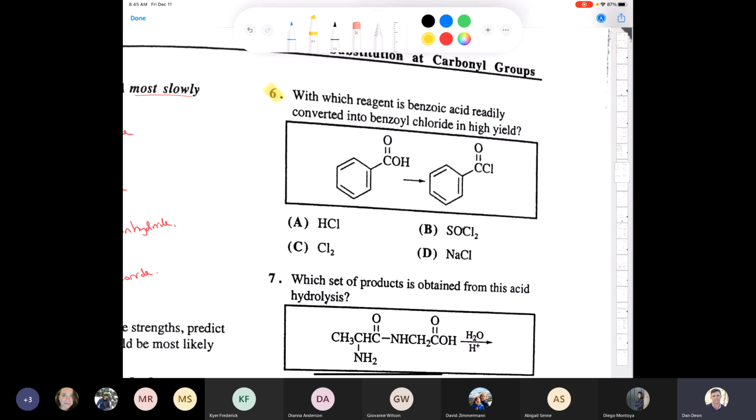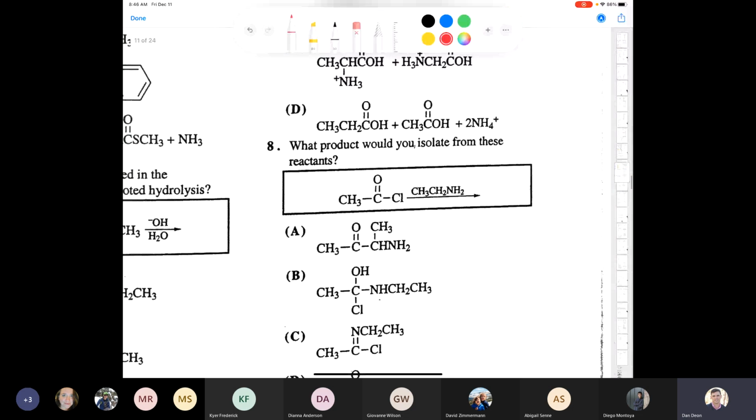Does anybody have an idea about this one? It's not HCl. What would be the best set of conditions? Okay, so if I want to convert a carboxylic acid to an acid chloride, my best choice is to use SOCl2, which is called thionyl chloride. Right, thionyl chloride. Okay, let's move on from there.